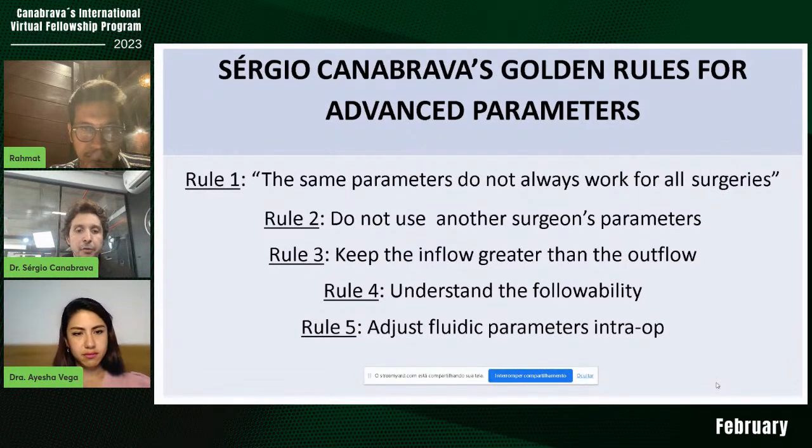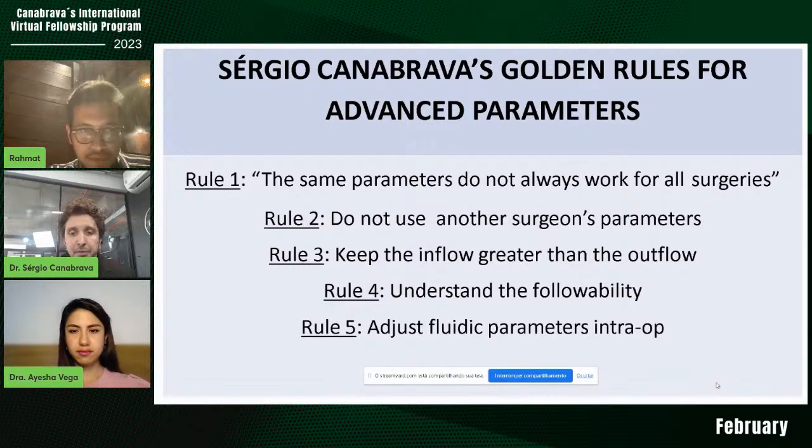Rule number four, understand the followability. If the piece doesn't come to your tip, there is a problem. Go to the aspiration flow rate. But if your piece comes to your tip but has chattering, for example, you can improve your vacuum.